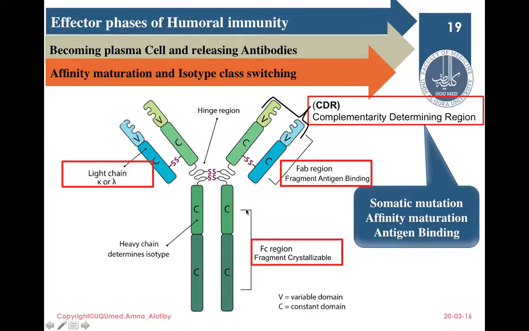Look at this region. This particular region is called the Fc region, or fragment crystallizable. This depends on the heavy chain it has. So if it has the gamma chain, this will be called IgG immunoglobulin.